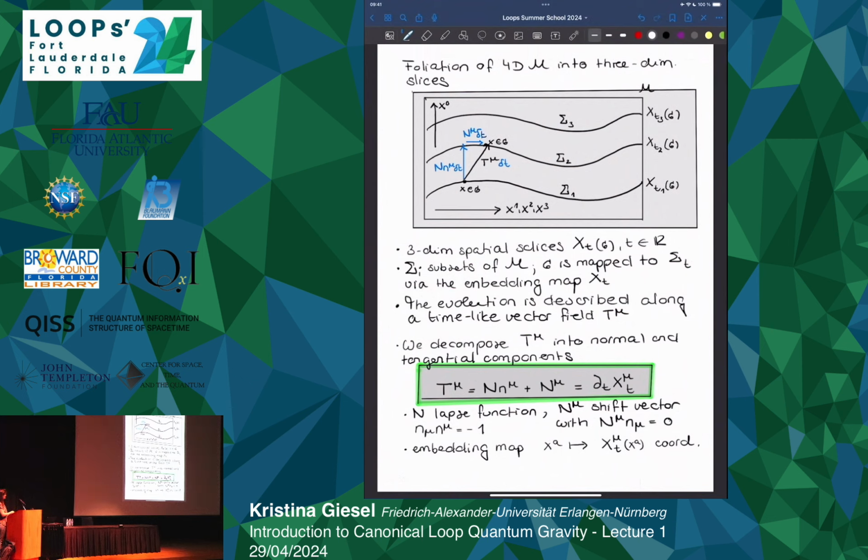And this we parameterize here in terms of a so-called lapse function, which I call N, which is shown here, and a so-called shift vector N^mu, which has the property that if I contract it with the co-normal, this vanishes. So it's really indicating the tangential part. And this can be obtained from the embedding map X^mu(t) by taking its partial derivative with respect to t. So n_mu n^mu is equal to -1 if I contract the co-normal and the normal.